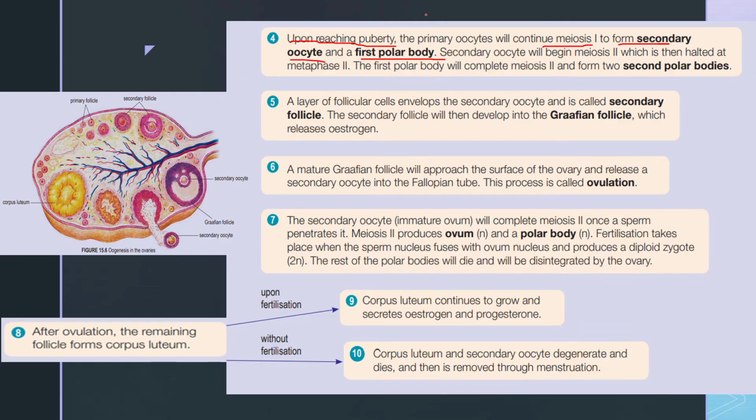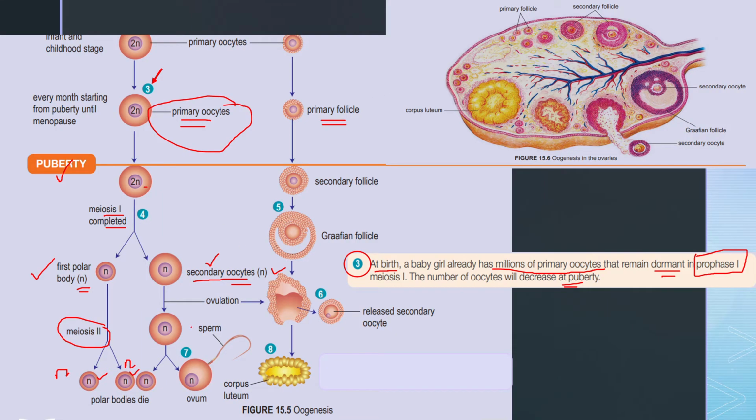So let's look at this. The secondary oocyte will begin meiosis 2, which is then halted. Look at these terms. That means stopped, at metaphase 2. And the first polar body, as just mentioned, completes the process of meiosis. But this one, the secondary oocyte, is able to begin meiosis 2, but then stops at metaphase 2. Alright, metaphase 2.